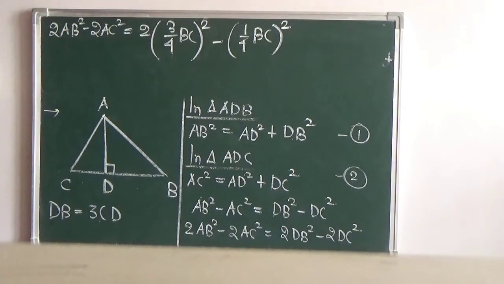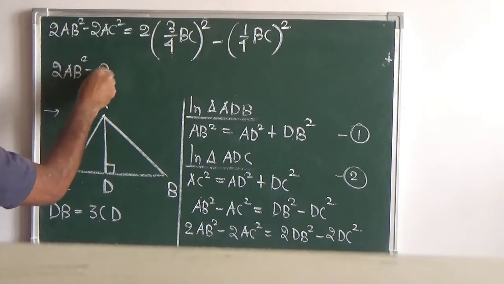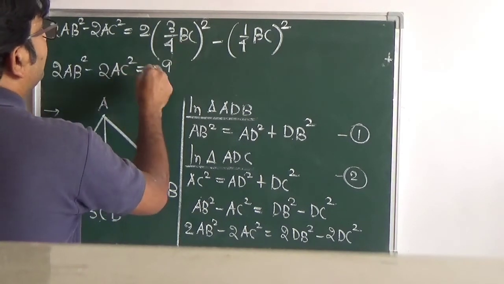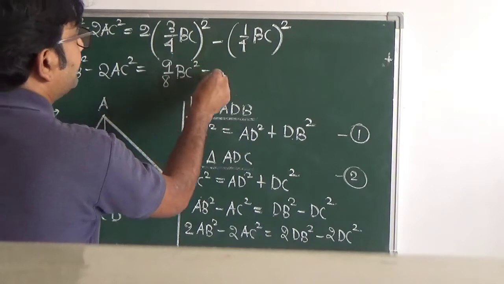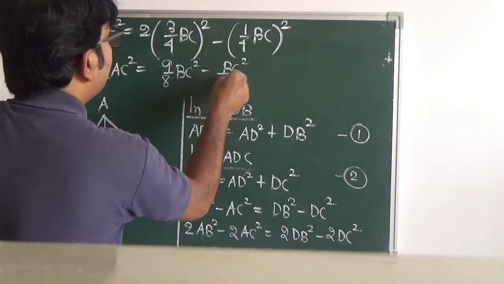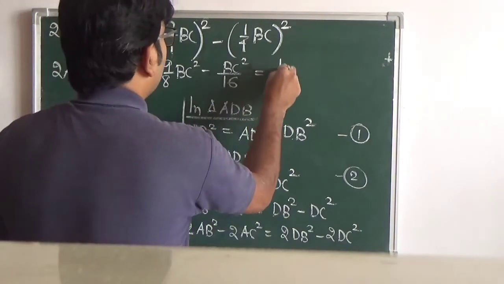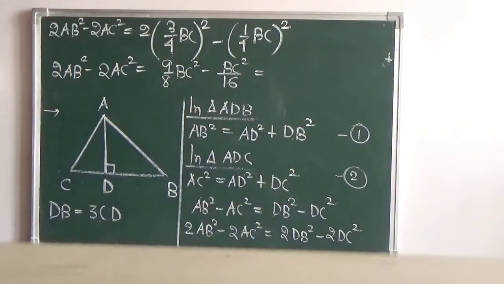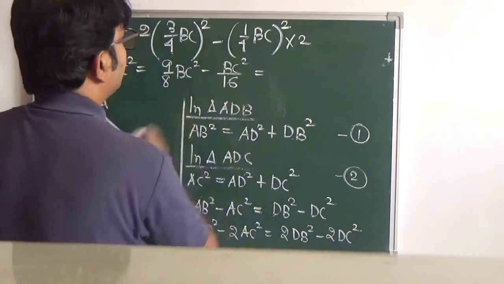So now we have twice AB square minus twice AC square equals 9 by 8 BC square minus BC square by 8. Wait, I think this is 16 and it was 2 times, no? So this is 8.